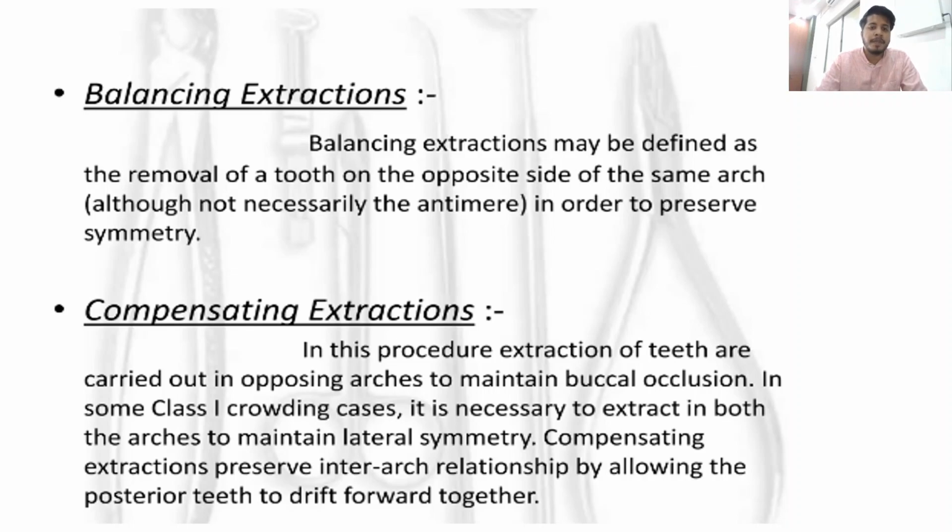The next one will be the compensating extraction. In this procedure, extraction of teeth is carried out in opposing arches to maintain buccal occlusion. In some class 1 crowding cases, it is necessary to extract in both the arches to maintain the lateral symmetry. Compensating extractions preserve inter-arch relationship by allowing the posterior teeth to drift forward together. So you are extracting teeth in the opposing arches. If you are extracting 1/4, you have to extract 4/4. That is compensating extraction.